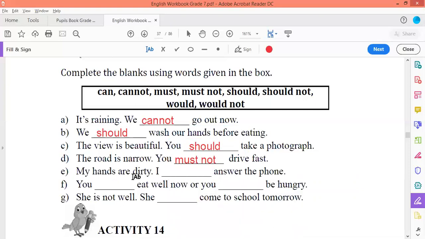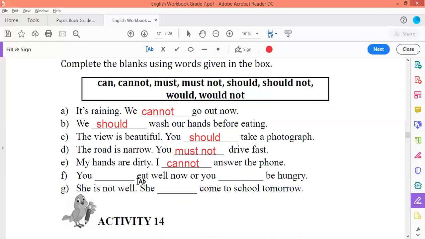My hands are dirty. I blank answer the phone. Cannot. Okay, it's correct. Cannot. You blank eat well now, or you blank be hungry. Should. You should eat well now, or you would be hungry. Yes.